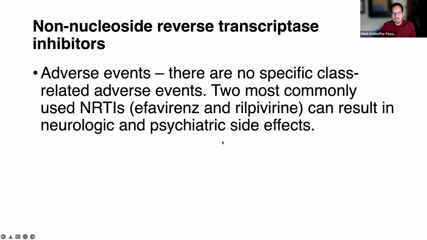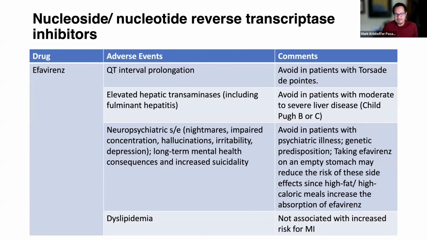For NNRTIs, there are no specific class-related adverse events associated with NNRTIs, but the two most commonly used, this should be NNRTI, would be neurologic and psychiatric side effects. For efavirenz, efavirenz is associated with prolonged QT interval. That's why it is avoided in patients who have the risk for torsade de pointes or arrhythmia.